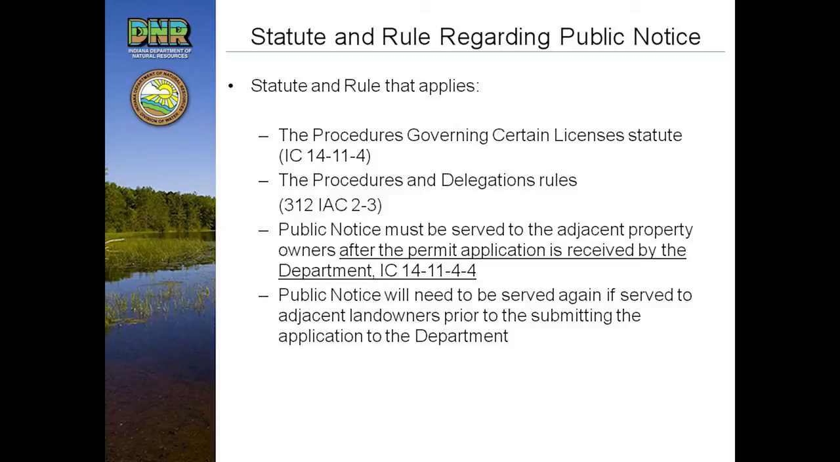Additionally, in 2005, a DNR administrative law judge ruled that the practice of providing public notice to adjacent property landowners prior to submitting a permit application to the Department of Natural Resources is in conflict with 312 IAC 2-3-3. Therefore, public notice must be provided to the adjacent landowners after the application is submitted to the Division of Water.